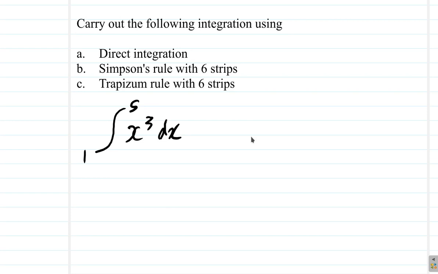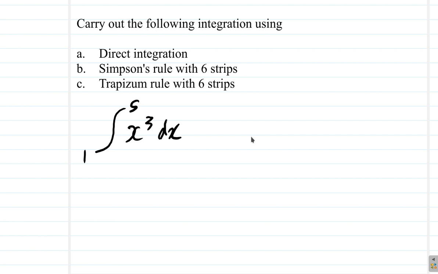Let us carry out this integration to find the area generated by this definite integral. Now, in a previous video, we did this integration using 8 strips and got the exact answer with the Simpson's rule. It agreed with the direct integration.